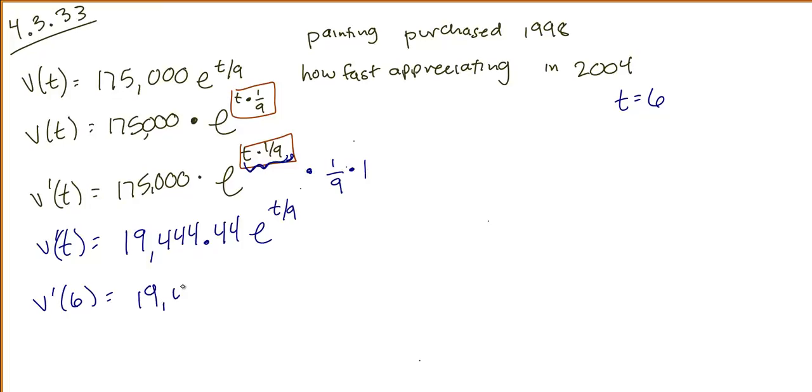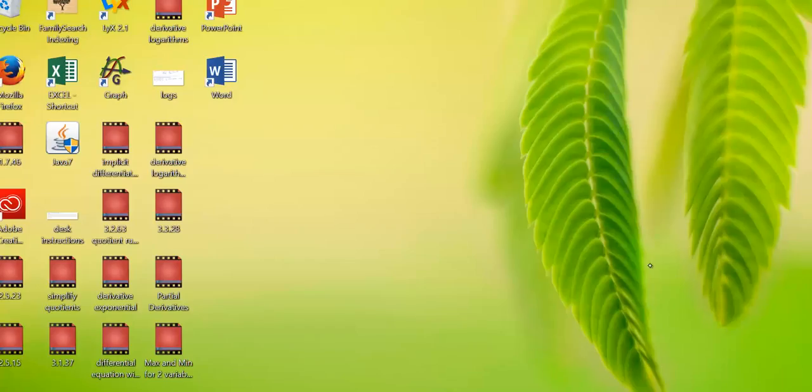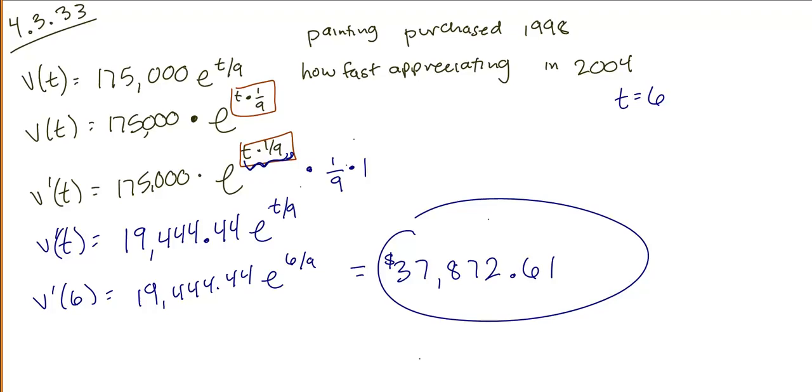So 19,444.44 times e to the 6 over 9 equals $37,872.61. So it's appreciating at a rate of about $37,000 per year. That's quite a bit per year.